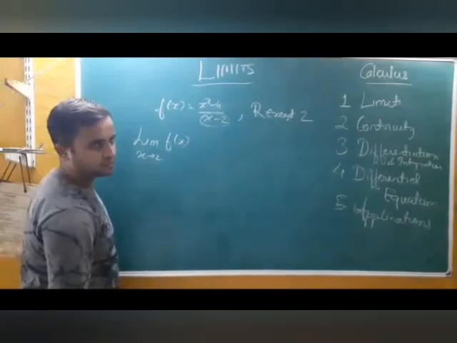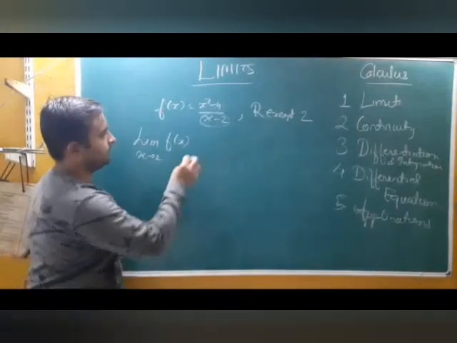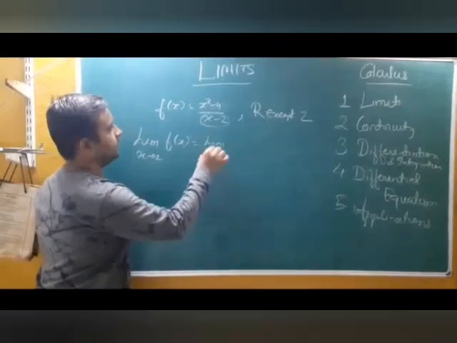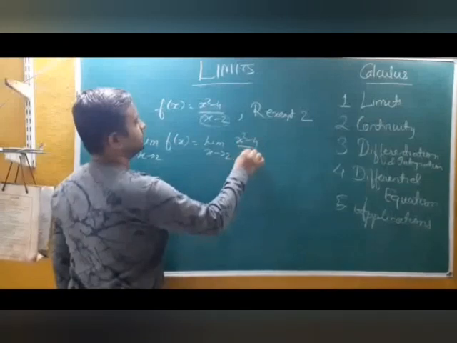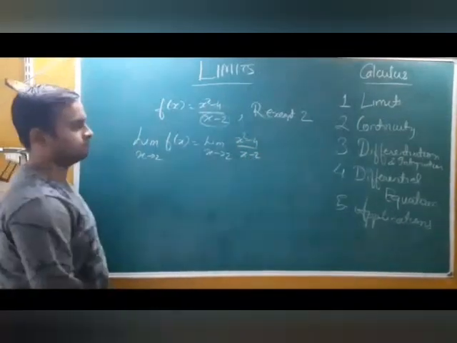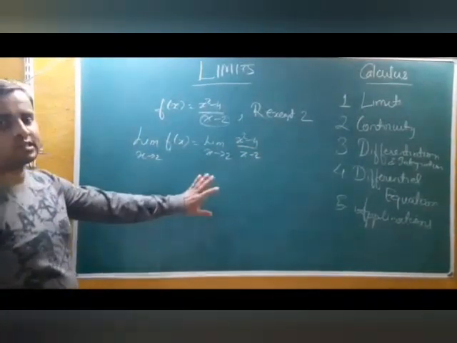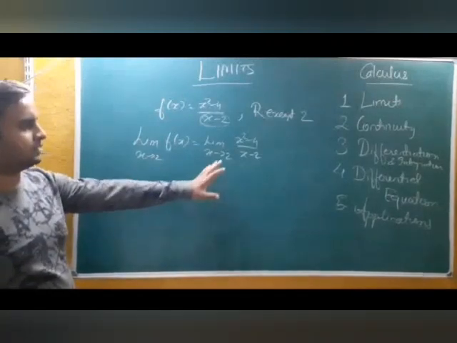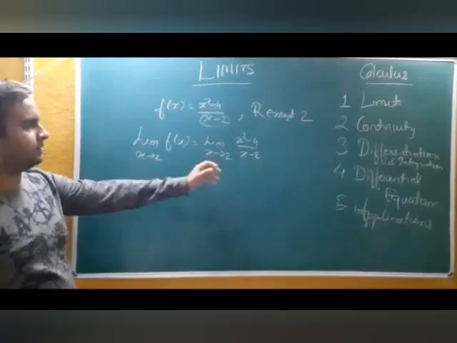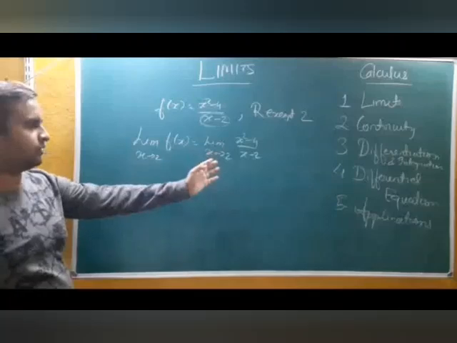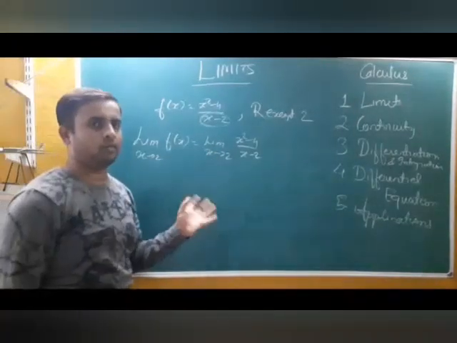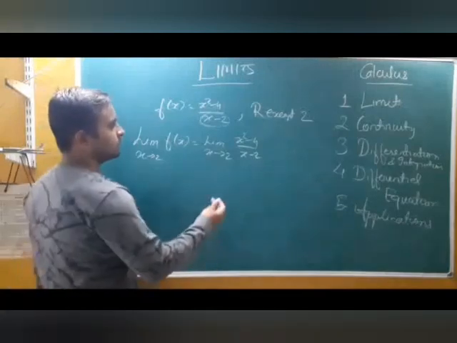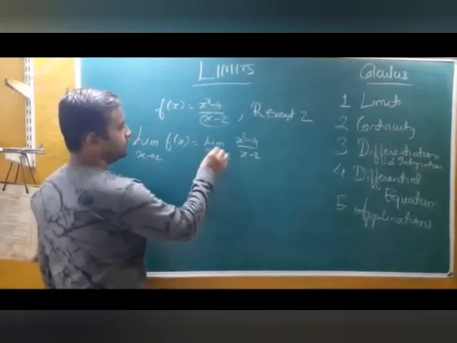limit x tends to 2, f of x equals limit x tends to 2, x square minus 4 upon x minus 2. Result is not important. Yes, we know the answer. We will factorize that term and we will get the answer as x plus 2. We'll put the value as 2 and the answer is 4. That is okay, the result is not that important. What is the concept?